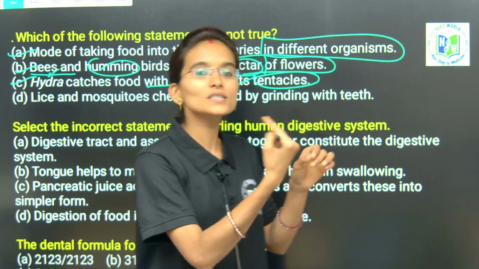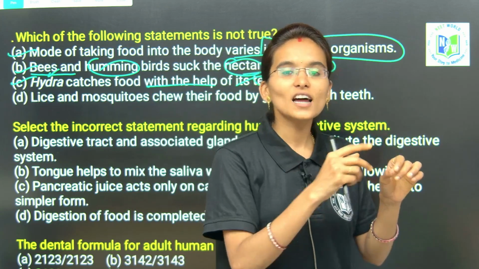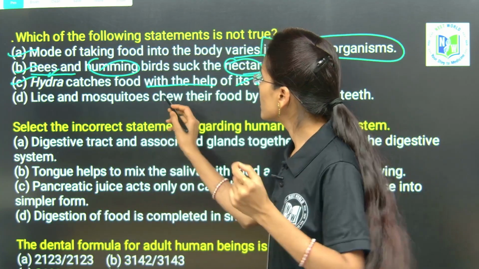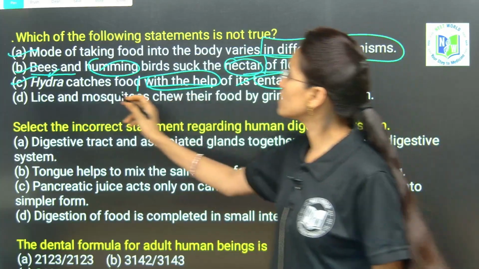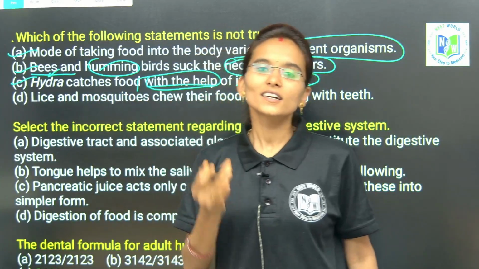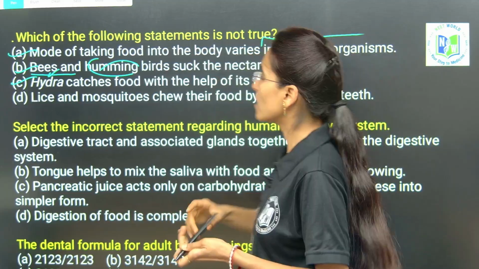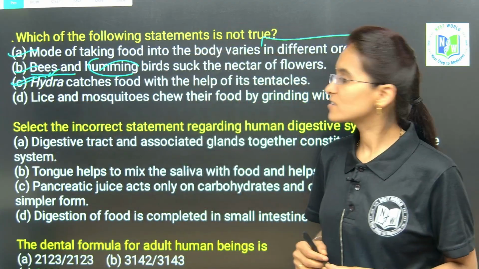Whenever the hydra sees the prey, it immediately catches it and releases the poison into the organism. So here hydra contains the tentacles. The type of feeding organs in hydra are tentacles. So option C is also the right option, my dear students.